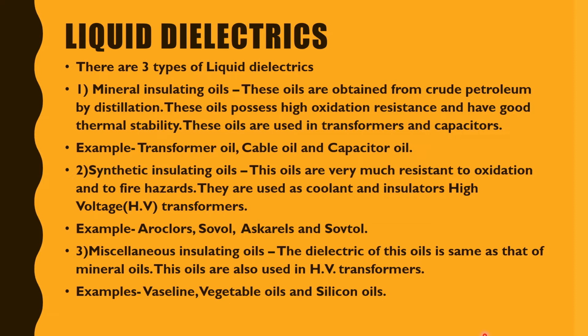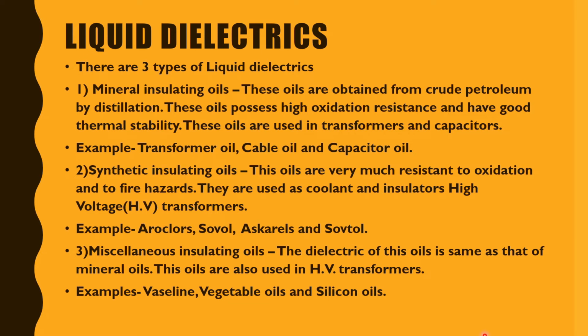Next, the second is the synthetic insulating oil. These oils are very resistant to oxidation and to fire hazards. Basically, they are used as coolants and insulators in high voltage transformers. So you can clearly understand that as it is resistant to oxidation, it is basically used as a coolant. Examples are Aroclors, Sovols, Askarels, and Softol.